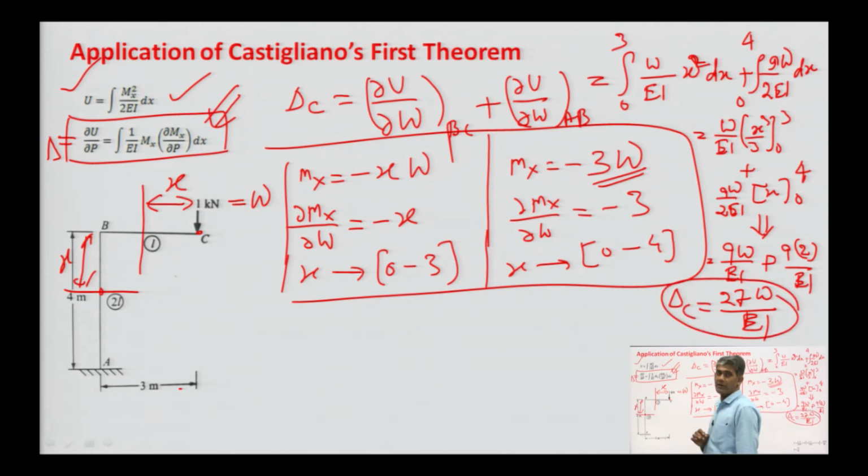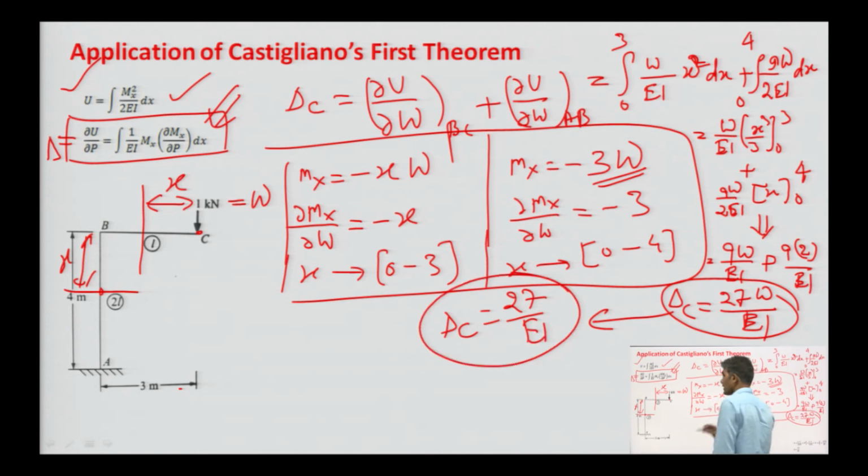Now, put the value of W. So, by putting the value of W, the value of delta C will be 27 upon E I. So, this is the procedure to get the displacement using Castigliano's theorem.